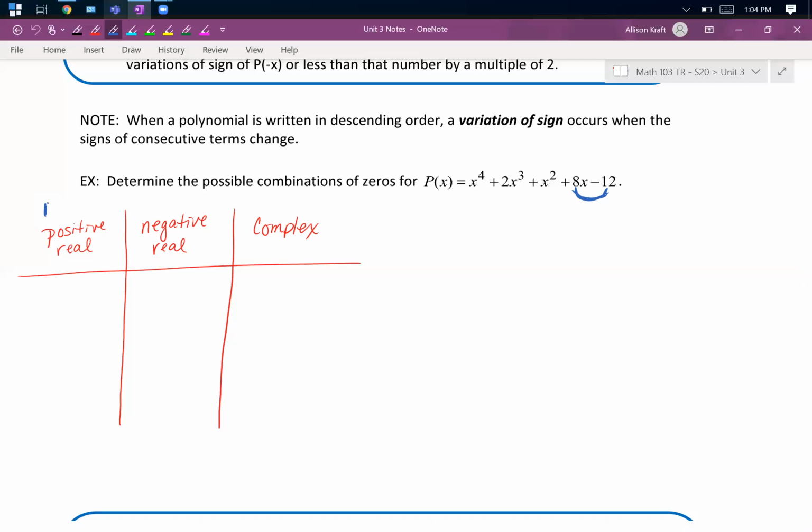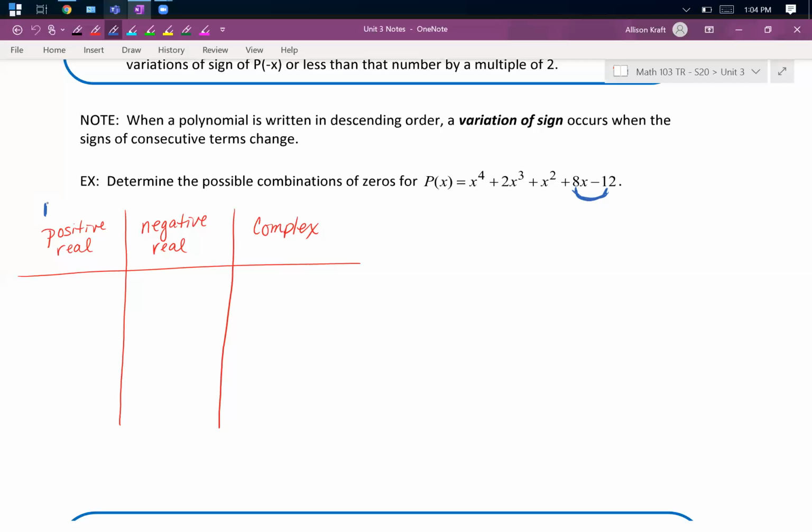So when we go to subtract less than this by a multiple of 2, we take this initial number, which is 1, and subtract 2. If we subtract 2, we get negative 1. Well, it doesn't make sense to talk about a quantity in terms of a negative number, so that second option is not a viable option. That means that we're going to have exactly 1 positive real zero. No other option. Still not filling in my chart yet.